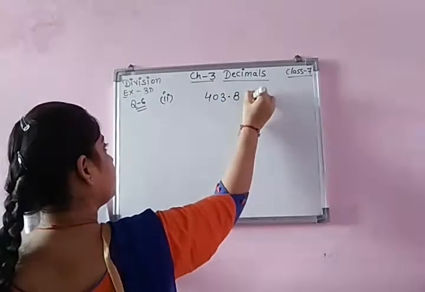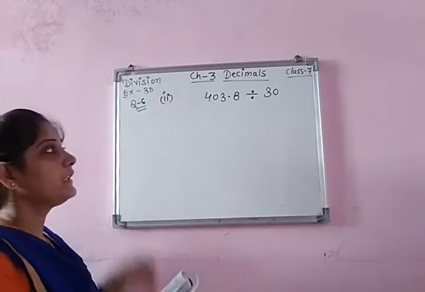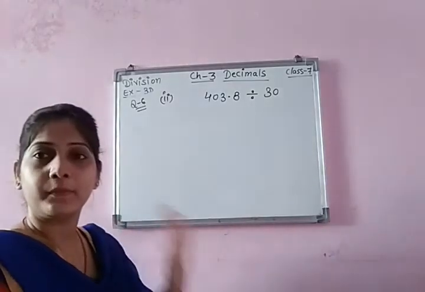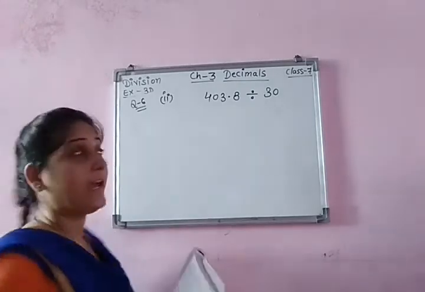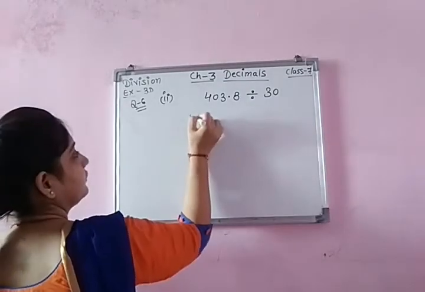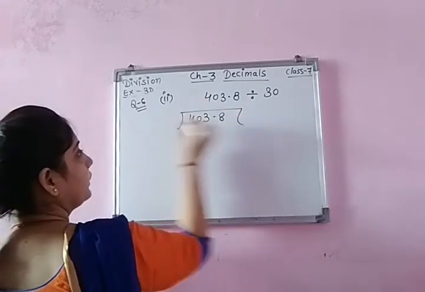403.8, you need to divide it by 30. Children, there are two methods to solve it, but don't get confused. We are doing it by the same method that we have just learned. So this is a decimal number and 30 is a whole number.